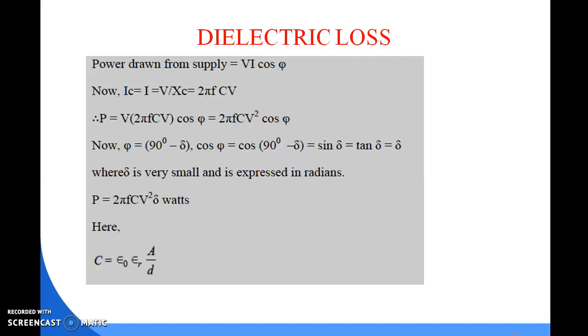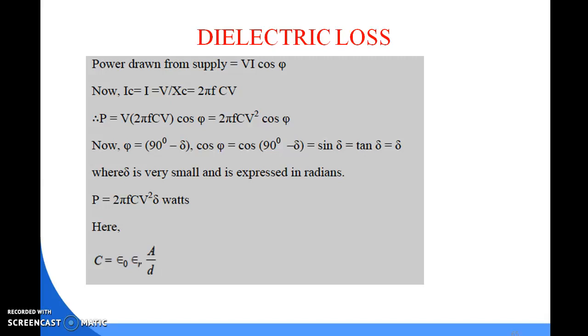And we know what this C is. C is nothing but epsilon 0 into epsilon R A by D. So we can easily put this C value in the power formula: P is equal to 2 pi FCV square delta, and in place of C we put epsilon 0 into epsilon R A by D. A is nothing but area, D is nothing but the distance between the two parallel plates of the capacitor, epsilon 0 is nothing but permittivity of free space, and epsilon R is nothing but relative permittivity.